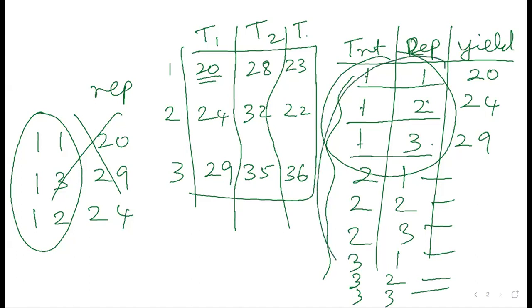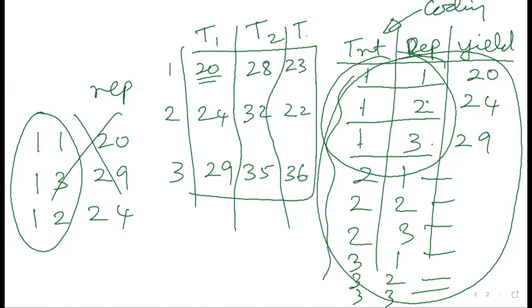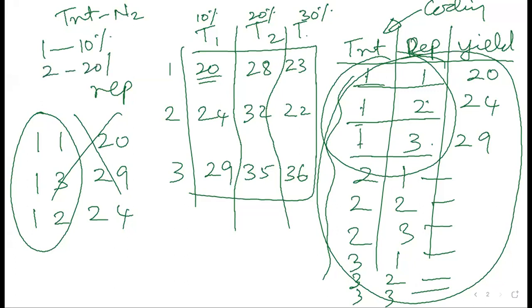So now we are going to enter the data in this form in SAS. That is very important. This is called the coding system. So SAS will give results for the treatment as 1, 2, 3. So we should know what treatment 1 is. We assign a name. Maybe this is nitrogen fertilizer. Our treatments are nitrogen fertilizer: this is 10% nitrogen, this is 20% nitrogen, this is 30% nitrogen. So I have coded this as 1, 2, 3. 1 means it is indicating 10% nitrogen, 2 means 20% nitrogen, and 3 means 30% nitrogen. Clear?